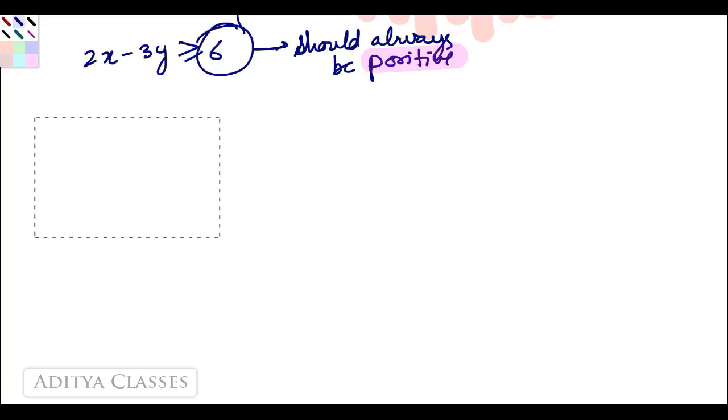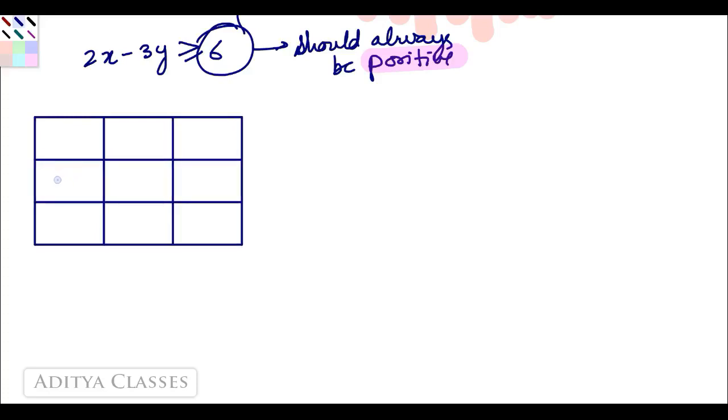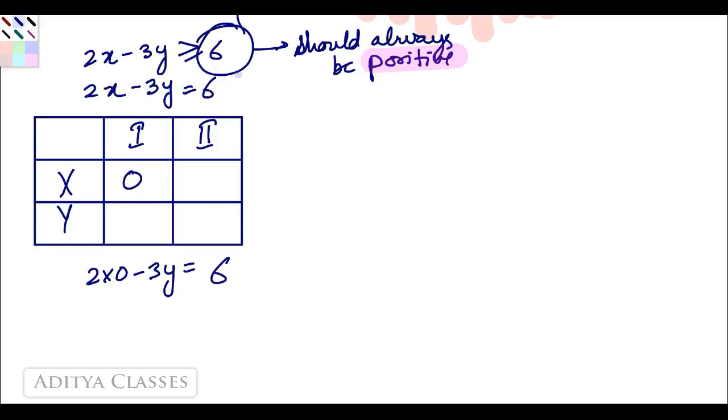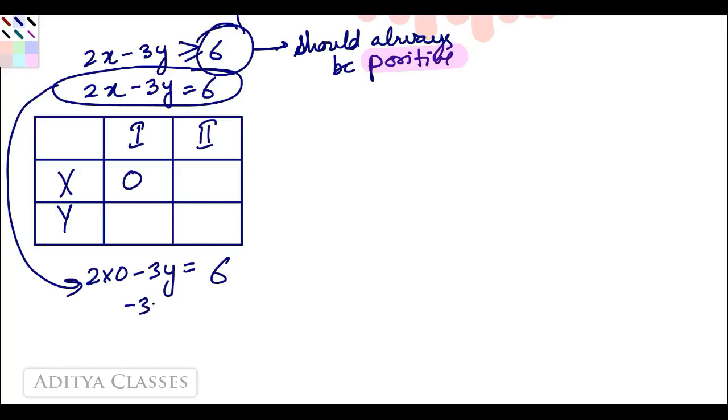Let us go on very quickly. We'll make a table, and then we know that we need to find out values of x and y. We need to find out 2 points. How do we find those 2 points? First, we put x as 0 in this equation. 2 into 0 minus 3y is equal to 6. Remember, we cannot work on inequality, so we need to convert it into equality. Put x as 0, it becomes minus 3y is equal to 6, that is y is equal to minus 2.